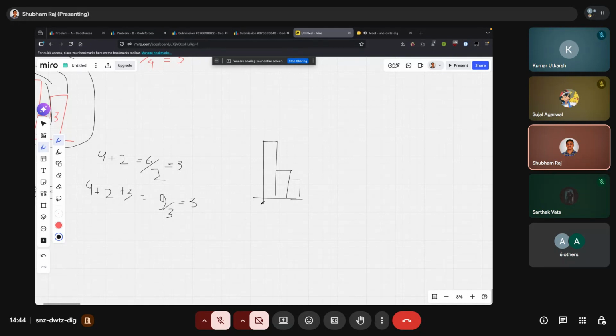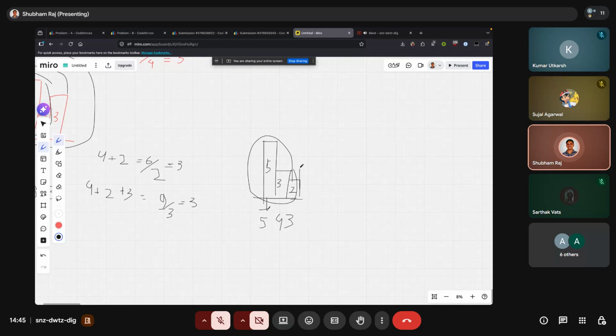So how will we find the maximum height? We'll be doing the same thing first. Suppose this is 5, this is 3, this is 2. The maximum height will be the same because we can't change the height of this, so it will be 5. For this, it will be 5 plus 3 upon 2, that is 4. And for this, 5 plus 3, 8 plus 2, 10, 10 upon 3, that will be 3.